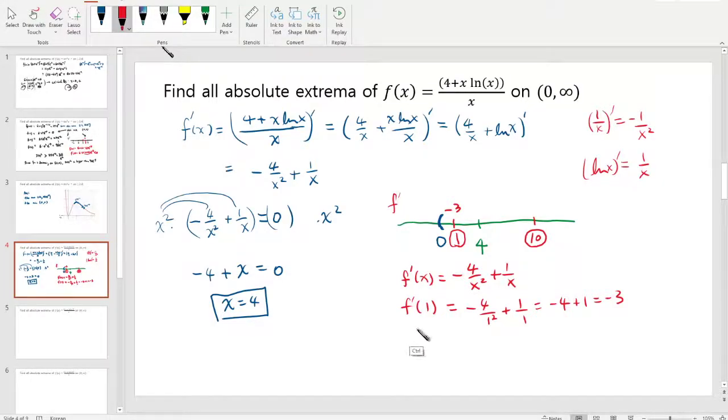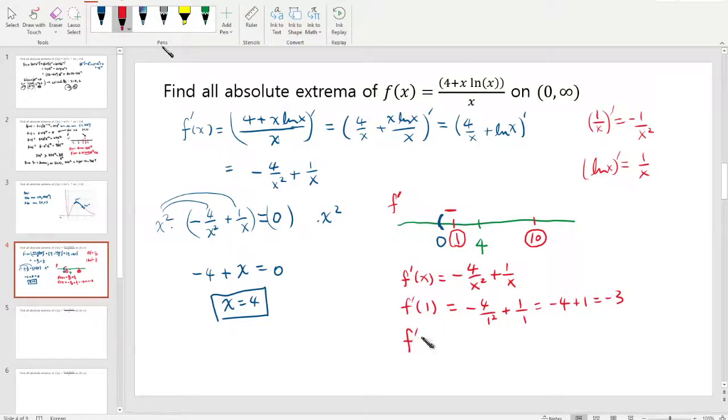Or just negative. Actually, 3 is not important. We just need to know that f prime is negative. And the beauty of this test point is that if it's negative, then f prime will be negative on this whole interval. From 0 to 4, it has to be negative all the way.